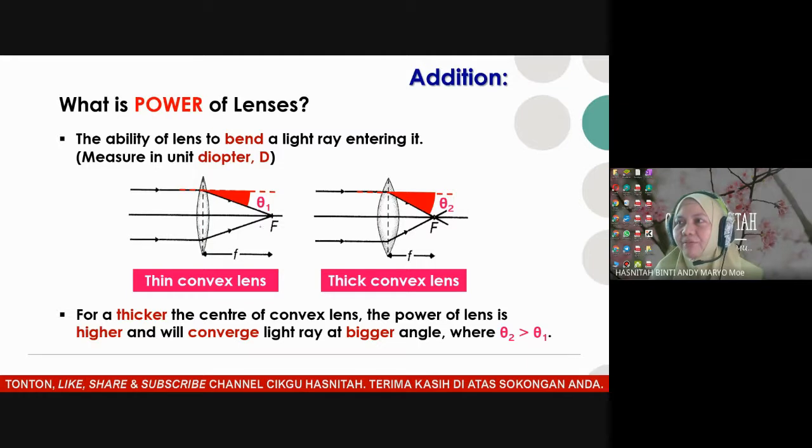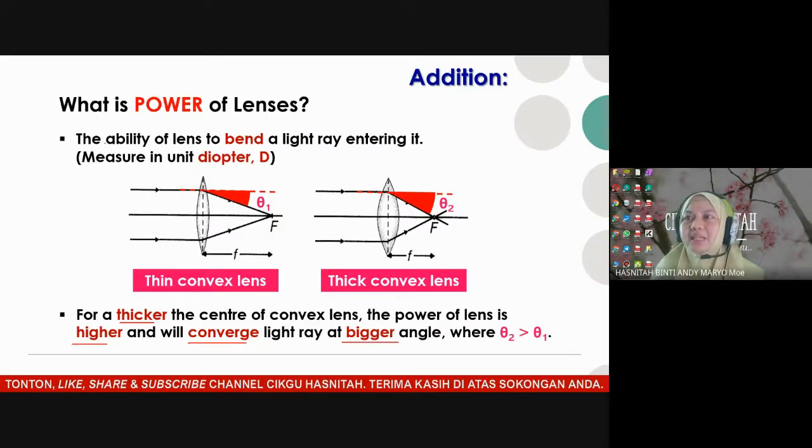On the left is a thin convex lens. On the right is a thick convex lens. And you can see that this is the angle of refraction for the thin lens, and this is the angle of refraction for the thick lens, theta 1 and theta 2. For a thicker convex lens, the power of the lens is higher and will converge light rays at a bigger angle.